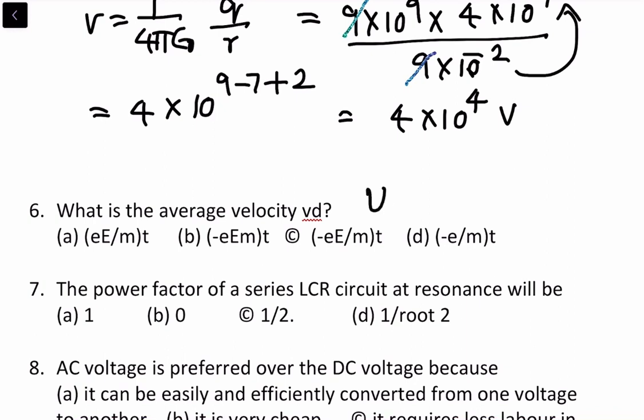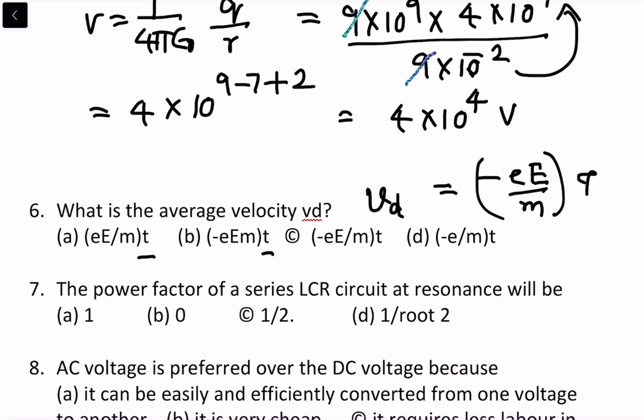So this is V subscript D, the drift velocity. We have the formula that is equal to minus e E divided by m into tau. This is the formula, where small e is the charge of the electron, m is the mass of the electron, capital E is the electric field, and tau is the relaxation time. Instead of tau I have typed T here because it's a Greek letter.